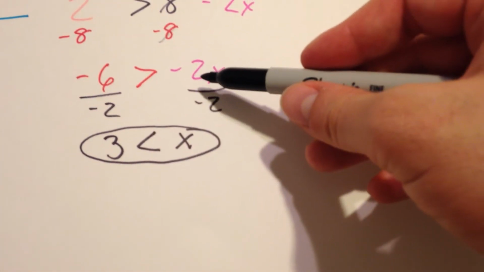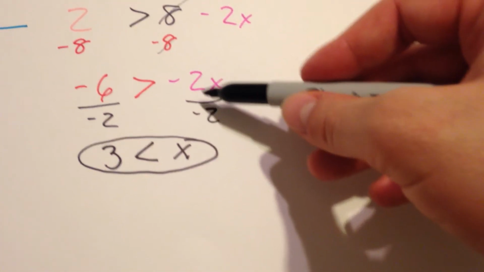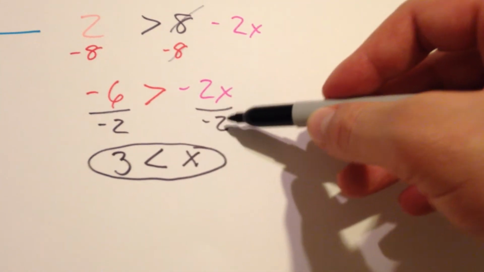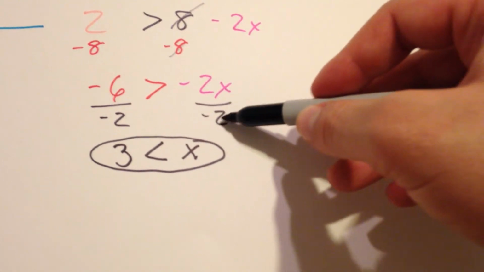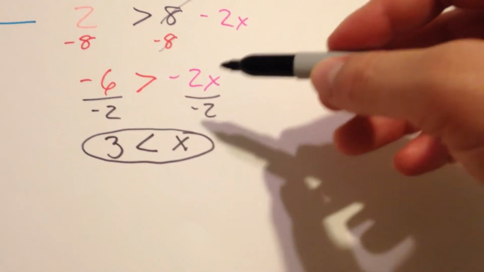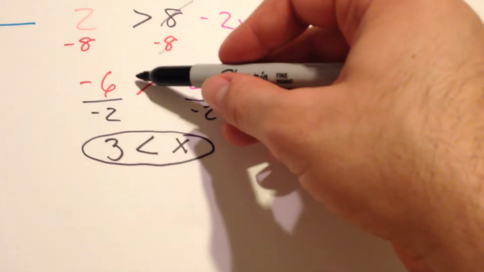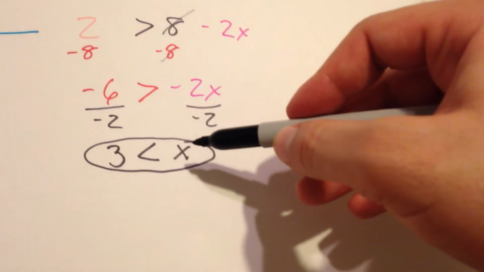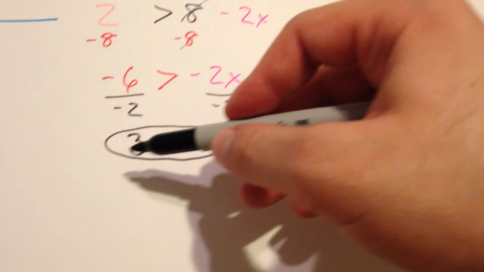And then the last thing I did to get x by itself was I divided by negative 2. Now, when I divide or multiply by a negative number in an inequality, you always flip the sign, okay? So the sign was facing this way, so now the sign is facing this way, okay? And so I get x is greater than 3, okay?